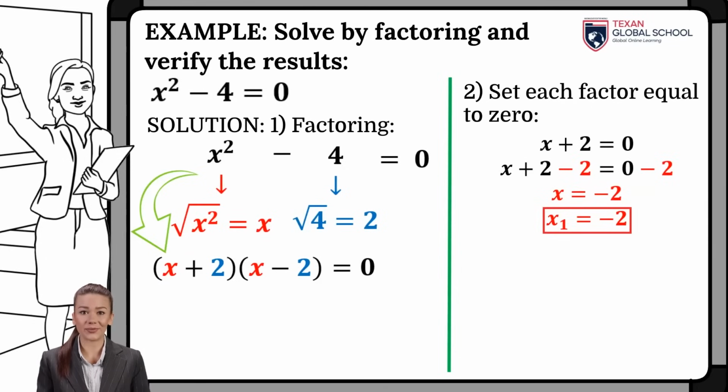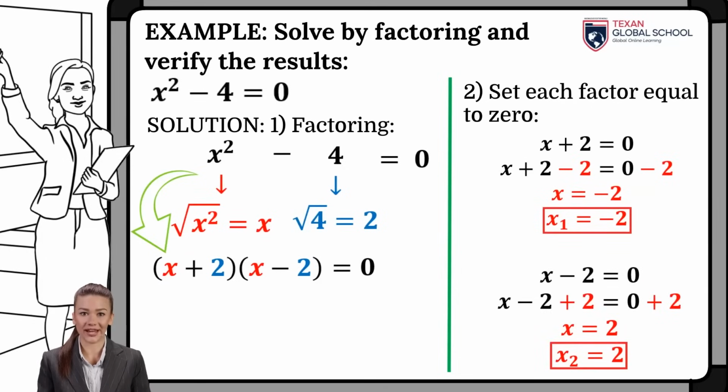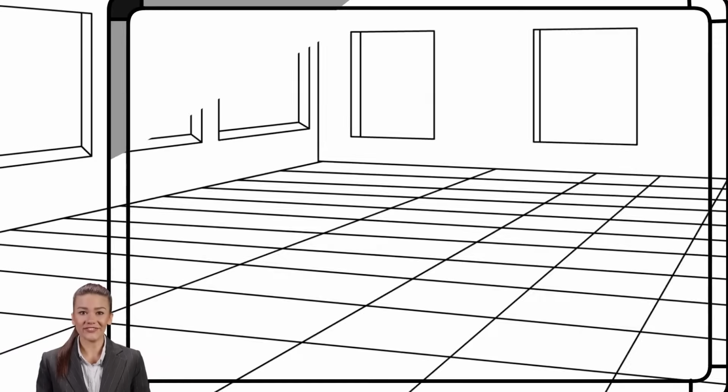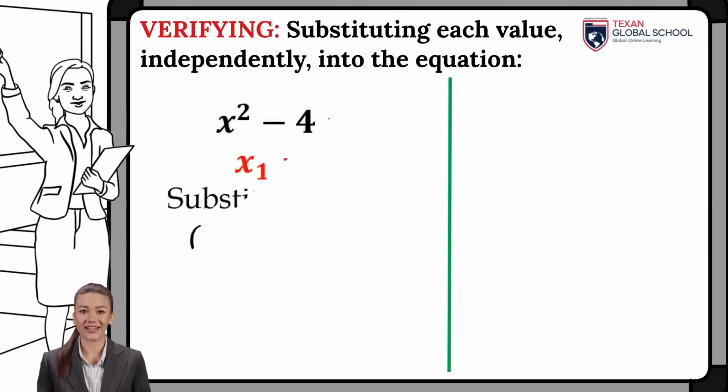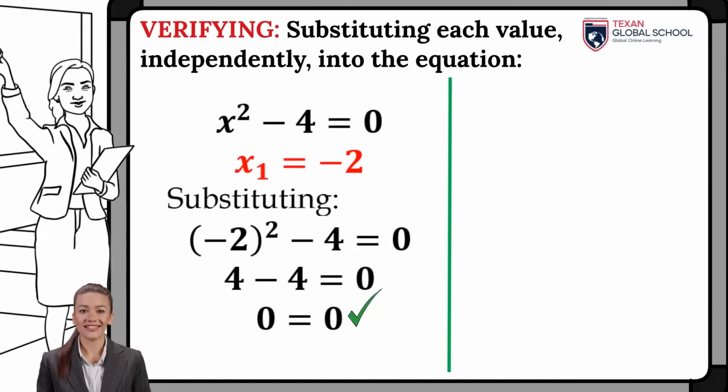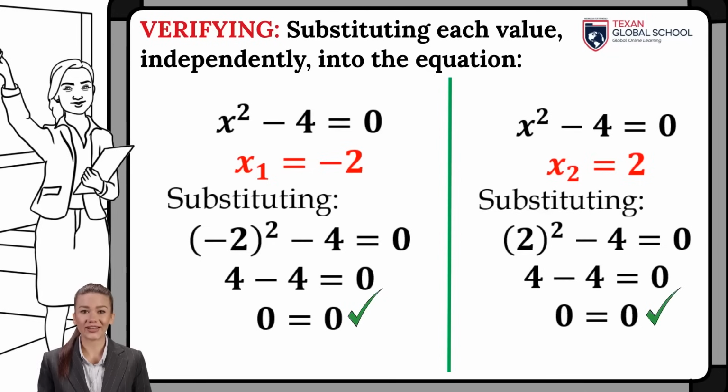In this way, we obtain that the equation x squared minus 4 equals 0 has 2 solutions, also called roots of the equation, when x is equal to -2 and when x is equal to 2. As we saw before, the solutions represent, graphically, the points of intersection with the x-axis. To verify if the results are correct, we must substitute each value, independently, in the equation. We can see that both equalities are satisfied, indicating that both values are correct.